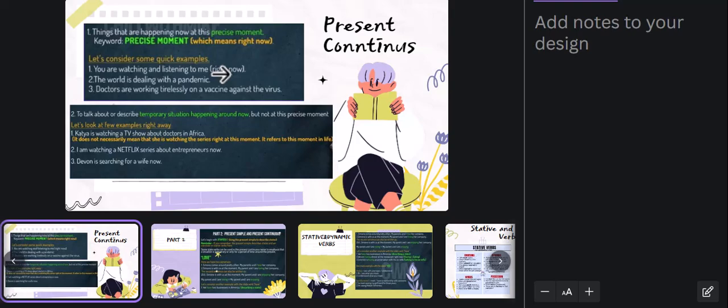Now let's describe a temporary situation happening around now. You need to know the precise moment. This means a temporary situation. So here we have, Katia is watching a TV show about doctors in Africa. This does not necessarily mean that Katia is watching TV right now, but this is what she's doing these days. She always does that, okay?